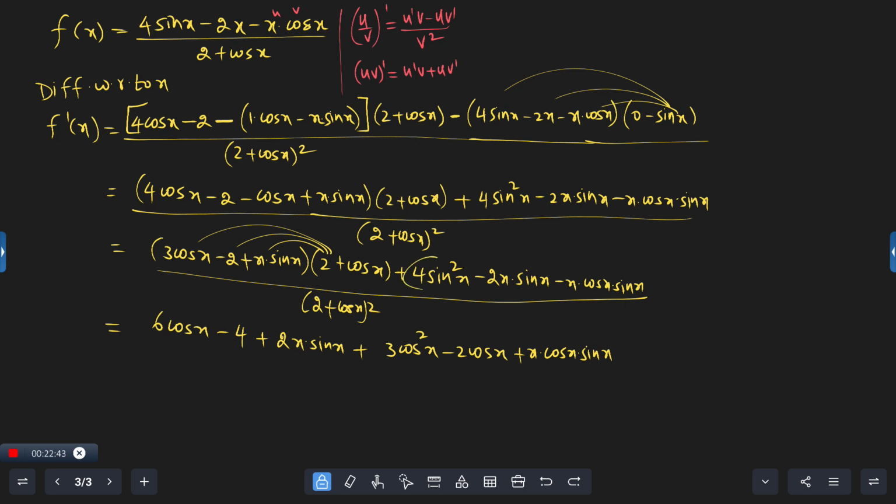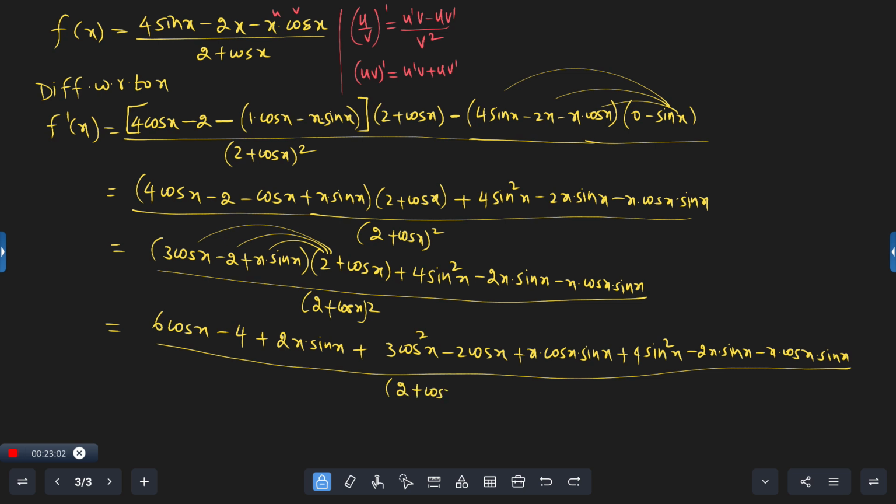This multiplication over. This you write as it is, then the remaining. Plus 4 sin square x minus 2x sin x minus x into cos x and sin x. Denominator same. That means what? 2 plus cos x the whole square. Now you can simplify. Whatever is possible to subtract, you do it. Sorry, strike out. This is plus, minus, cancel. Plus 2x sin x minus 2x sin x cancel again. Double line I will give for a differentiate.